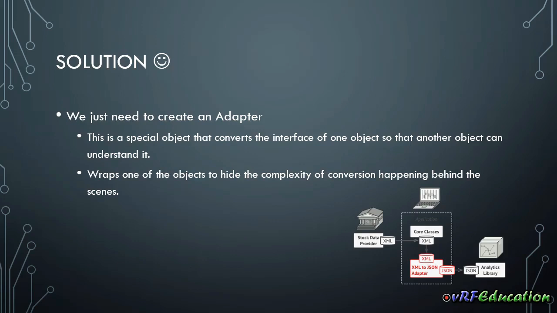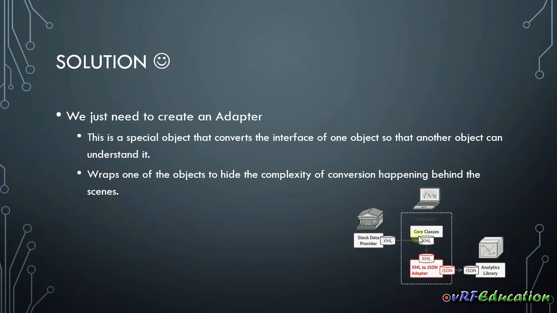It's very easy. We need to create an adapter. This is a special object that converts the interface of one object so that another object can understand it. An adapter wraps one of the objects to hide the complexity of conversion happening behind the scenes. The wrapped object isn't even aware of the adapter. An adapter can not only convert data into various formats, but can also help objects with different interfaces collaborate.